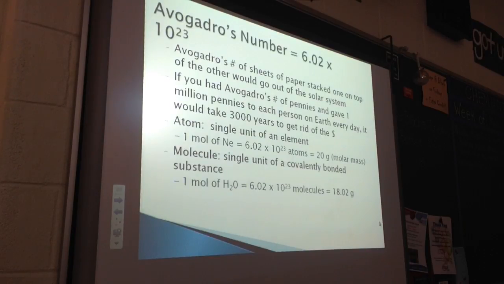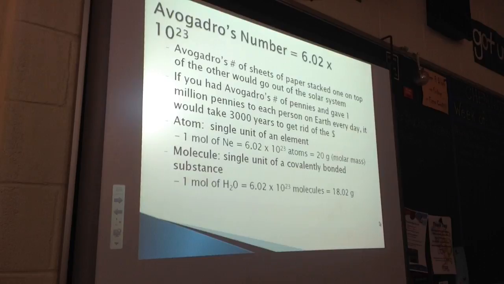Okay. The word molecule is the word that we use to describe a single unit of a covalently bonded compound. So, if I have 1 mole of water, I have 6.02 times 10 to the 23rd molecules. We use the word molecule because water is covalently bonded and it is a compound. It has a mass of 18.02 grams. Where does the 18.02 come from?